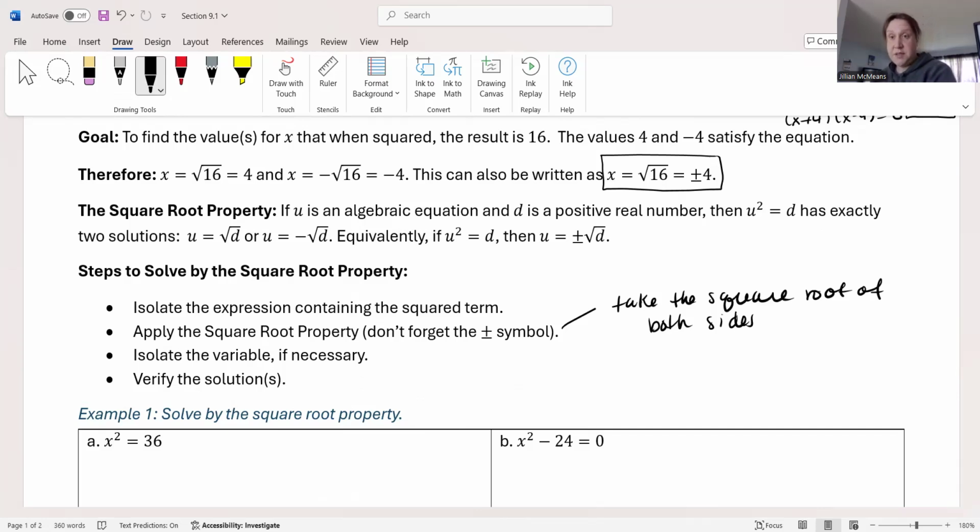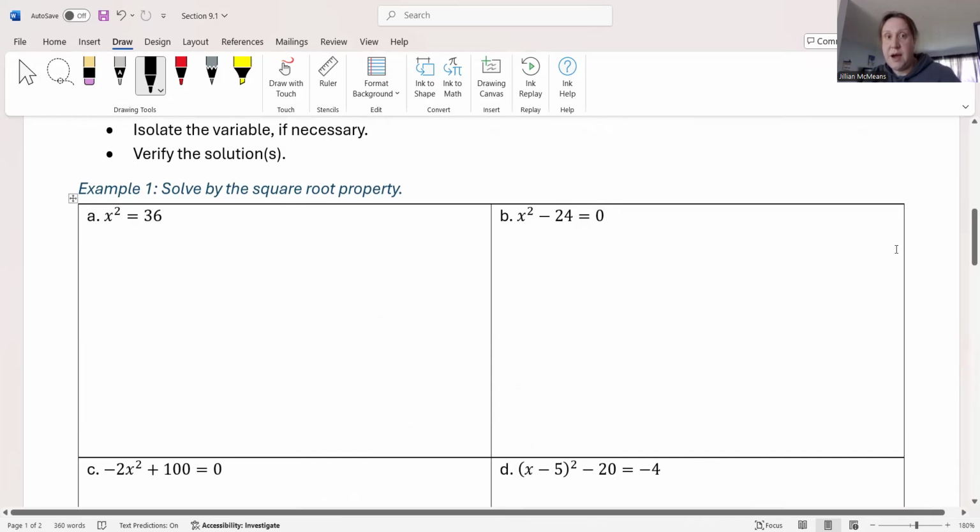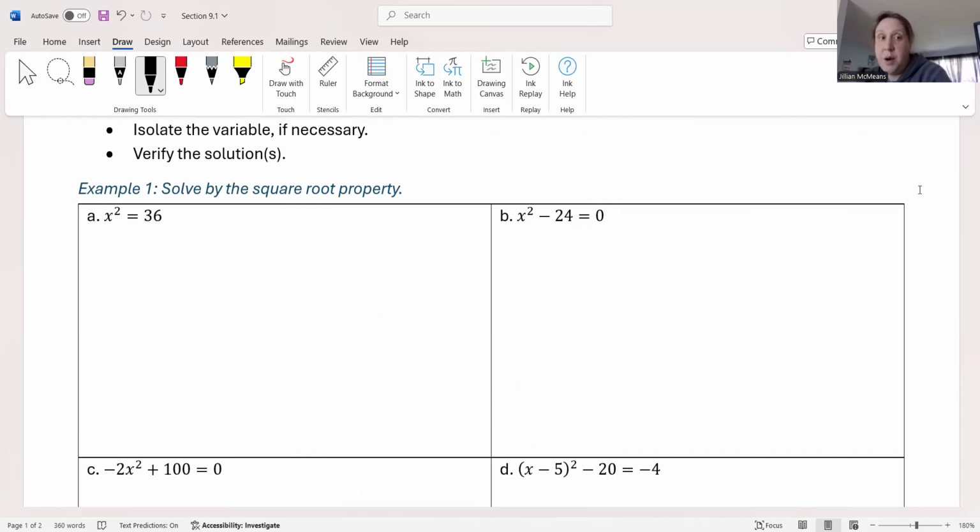Isolate the variable if necessary. Sometimes when you isolate the squared component, you haven't isolated the variable itself. So once you do the square root property, you may have to isolate the variable again, and then verify your solutions. So let's see what we've got here. Example 1 says solve by the square root property.